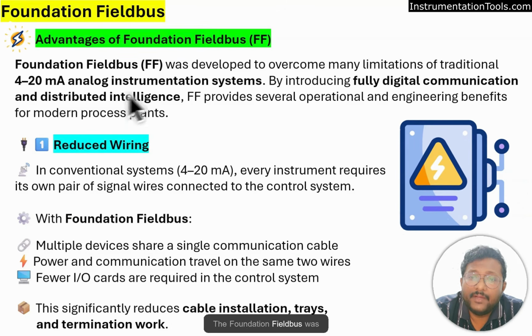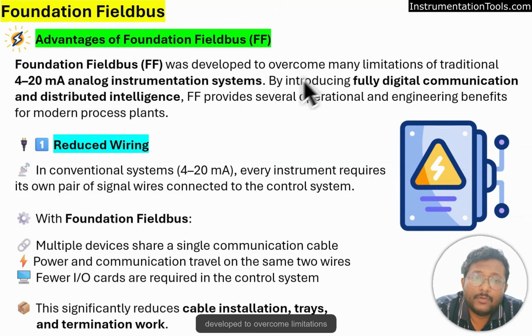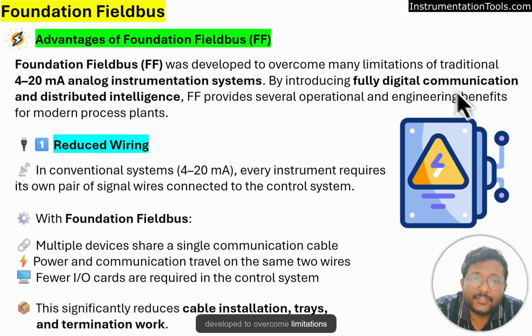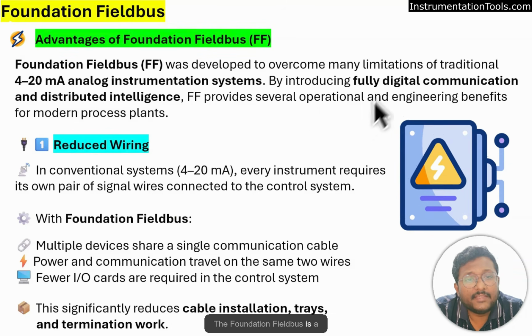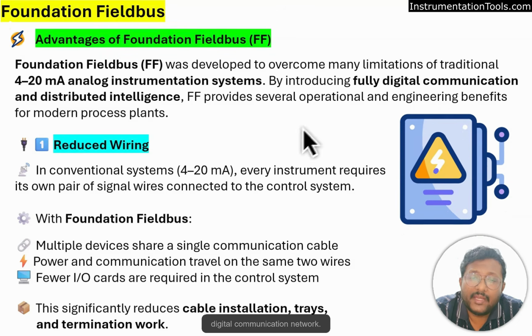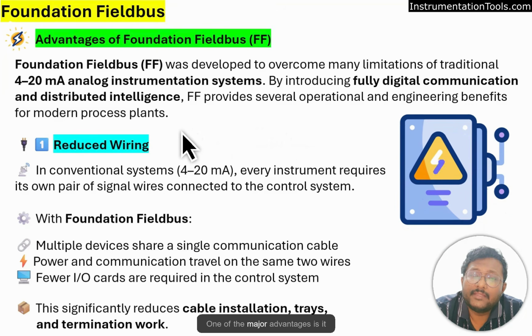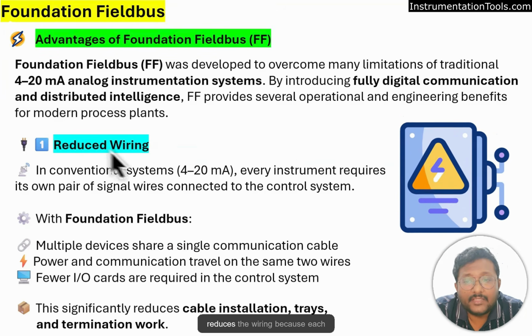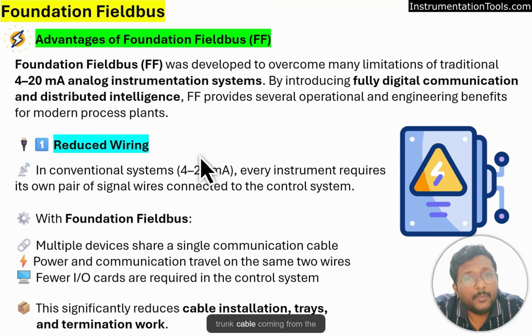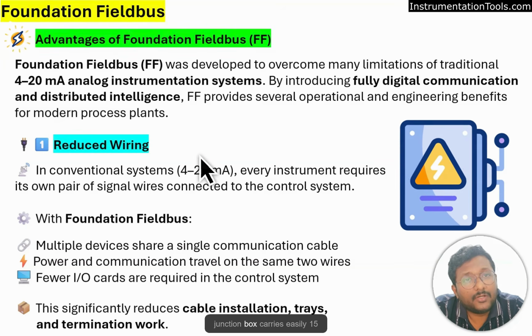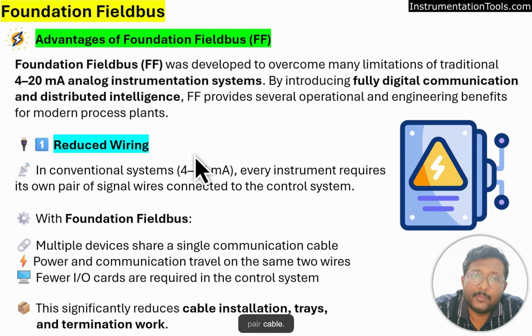Foundation Fieldbus was developed to overcome limitations of 4 to 20 milliamp analog systems. Foundation Fieldbus is a digital communication network. One of the major advantages is it reduces the wiring, because each trunk cable coming from the junction box carries easily 15 instruments' data on a single one pair cable.